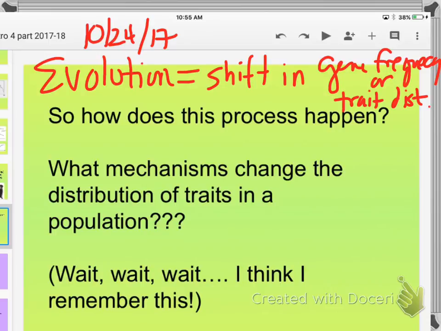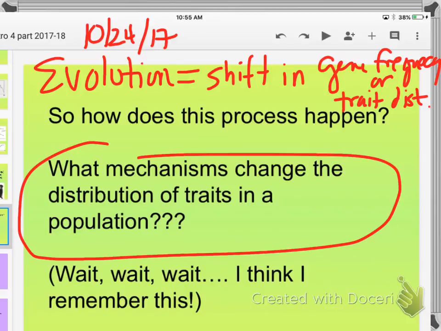And the sort of leading question was, what causes this? What is the mechanism behind these shifting gene frequencies?